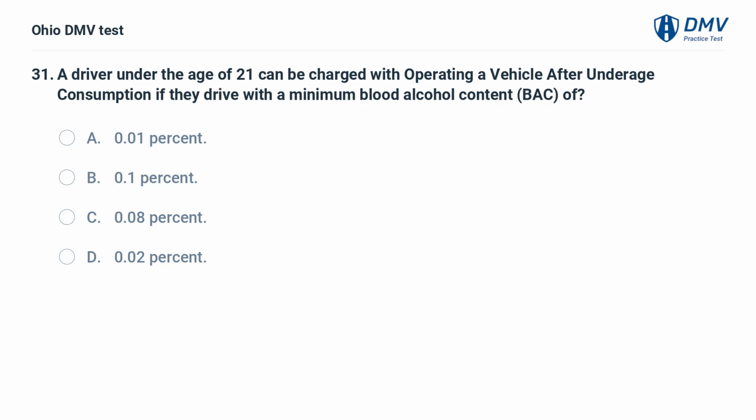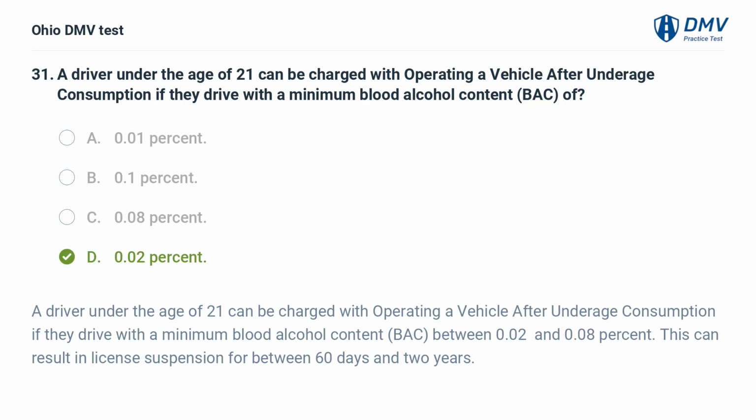D. 0.02%. A driver under the age of 21 can be charged with operating a vehicle after underage consumption if they drive with a minimum blood alcohol content (BAC) between 0.02 and 0.08%. This can result in license suspension for between 60 days and 2 years.